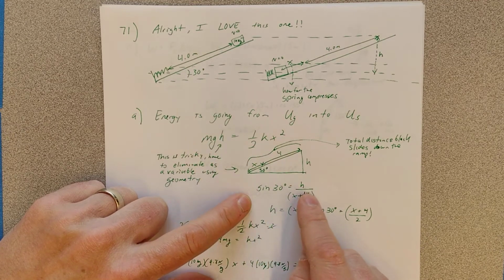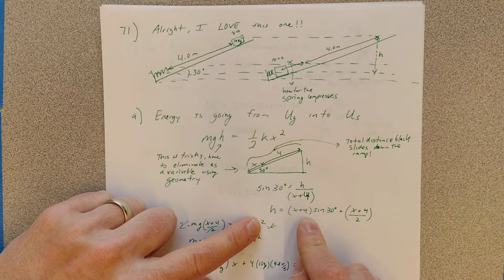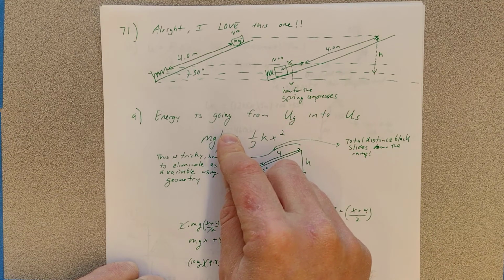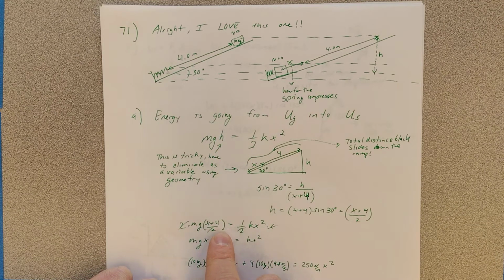All right, so h is equal to x plus 4 times the sine of 30. Sine of 30 is 1/2, so I wrote it as x plus 4 over 2. So that's h. That goes into h, all right? So I have mgh equals 1/2 kx squared. Multiply both sides by 2, the 2's cancel, and you end up with mgx plus 4mg. So I distributed the mg through. Equals kx squared: mg times x plus 4mg equals 250 x squared. And now I'm just doing the algebra.